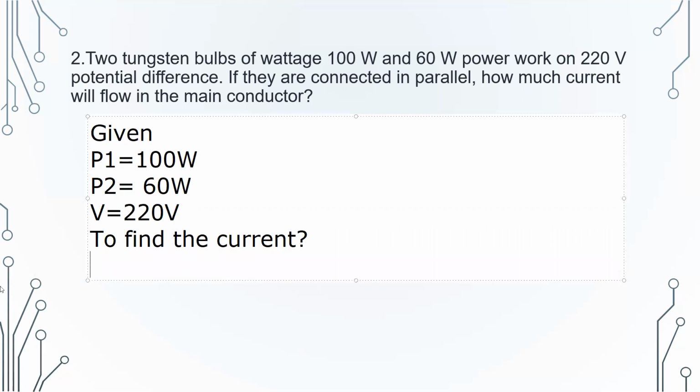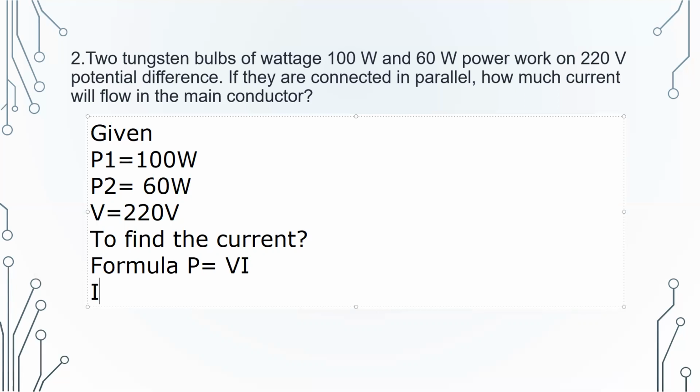Now we have to write the formula. Voltage is given, current we want to find out. So we have to check which is the relationship of power with voltage and current. That formula we have to write. That is, power P is equal to VI. So here two powers are given. So we can write P1 is equal to VI1. Voltage will not change. It is constant in parallel connection.